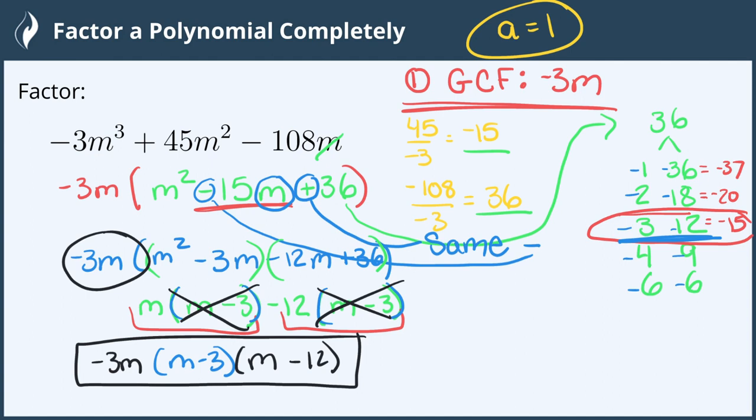If we wanted to go ahead and check this, we would FOIL the two binomials together and then distribute the negative 3m. This is a great way to make sure that we end up with the original problem. I won't be demonstrating that here in this video, but it is a good way to check your work and make sure that you have the correct answer. Ours is right here, and this is our factored form of our polynomial, and we're all done.